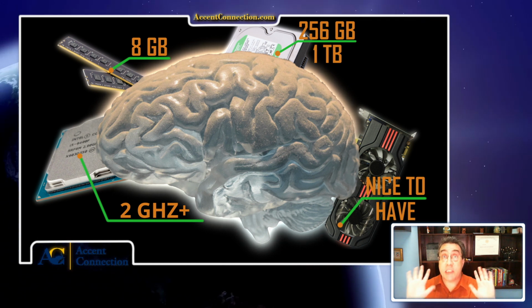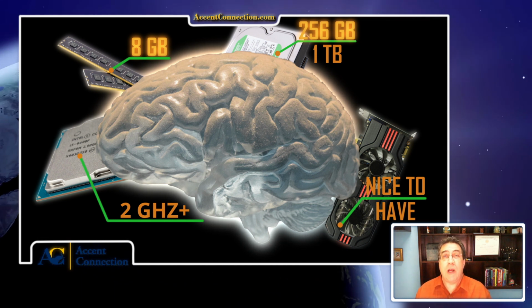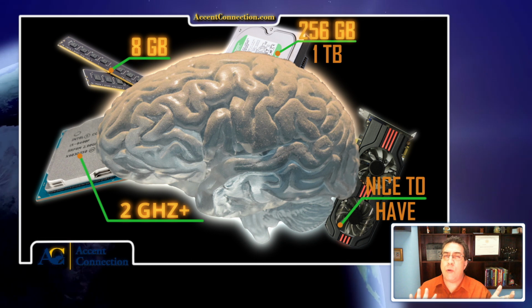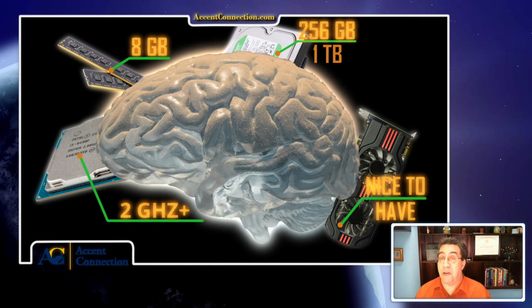So, to sum it up, we want to make sure that the computer we buy has at least 256 gigabytes of hard disk space. We want to make sure that it has at least 8 gigabytes of RAM. We want to make sure that it has a CPU that's at minimum about 2 gigahertz, although faster is generally better. And last, if we're spending extra money, we want to look for something that has a dedicated GPU.